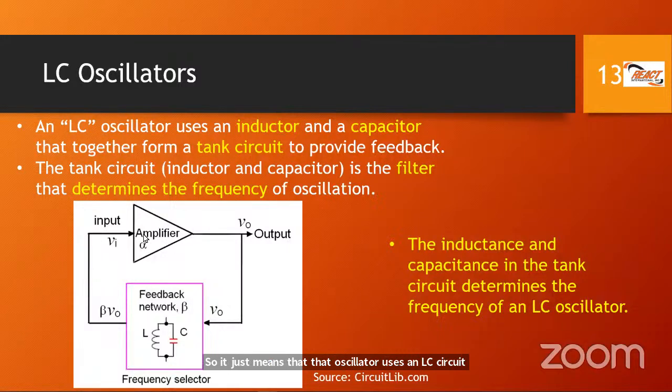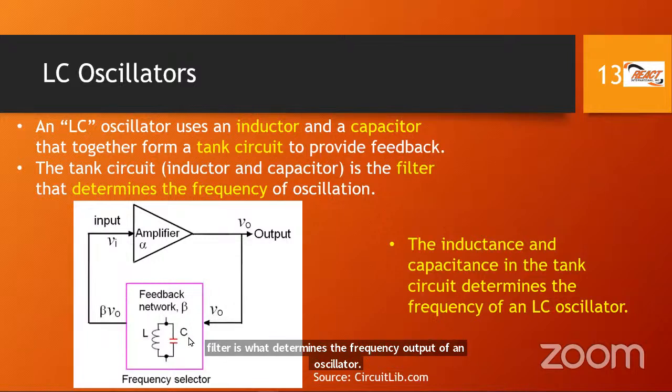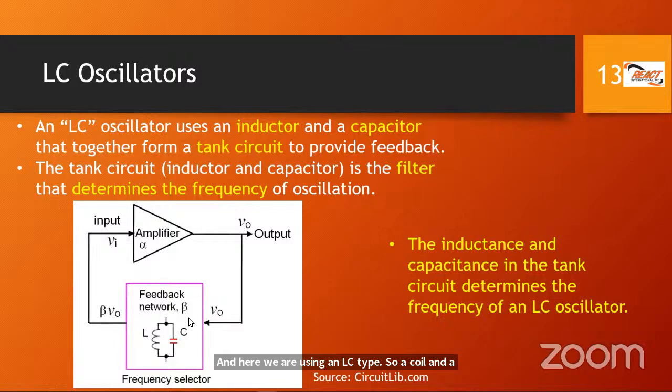If we look at our diagram on screen, you will see here that there's a coil, which is an L, and a C. So that's why we say LC circuit. In this case, it's an LC oscillator, because we did say the filter is what determines the frequency output of an oscillator, and here we are using an LC type: a coil and a capacitor, or an inductor and a capacitor. Together, these components form what we call a tank circuit, right? That's the technical term that we use.